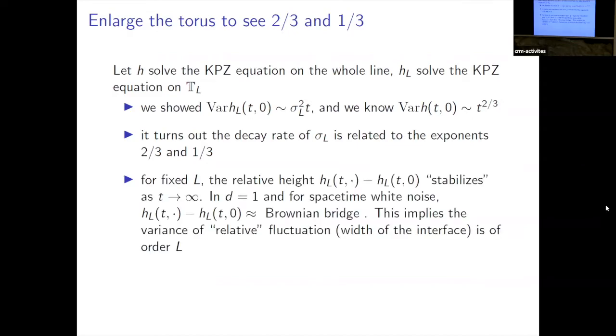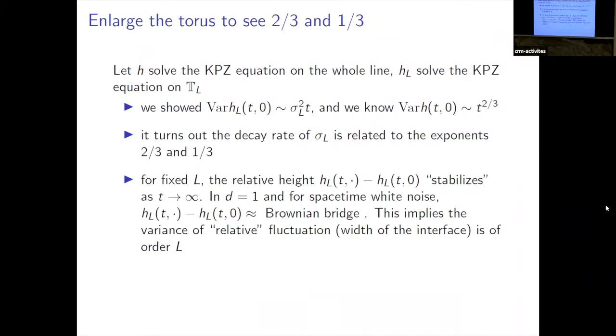For fixed L, as I mentioned, if you move with the interface, then this is what you observe, this increment process. It converges to stationarity, and we know that in d equal to 1 for space-time white noise, that's a Brownian bridge. If you look at a Brownian bridge on the torus of size L, you can compute its variance, which is of order L. You can view this relative fluctuation as the width of the interface. It's just how wide this surface is.